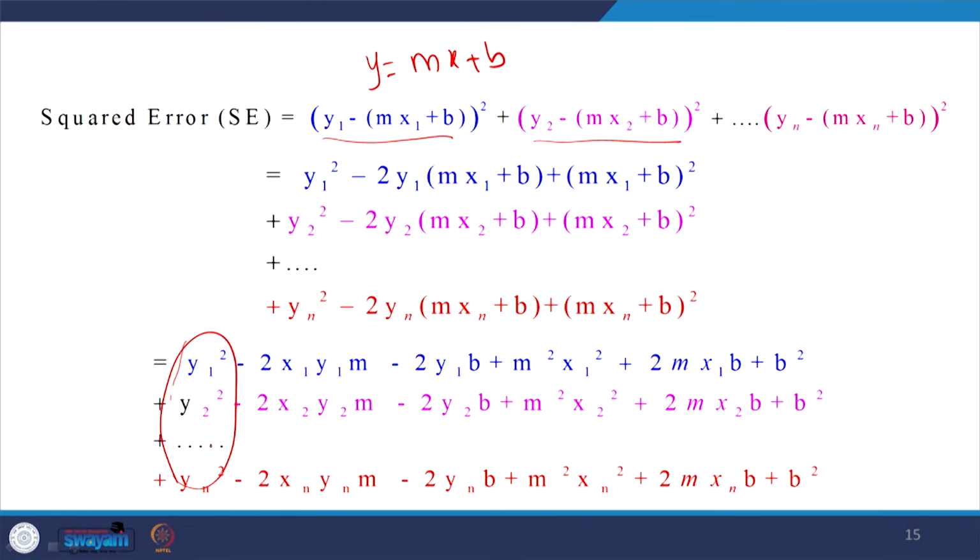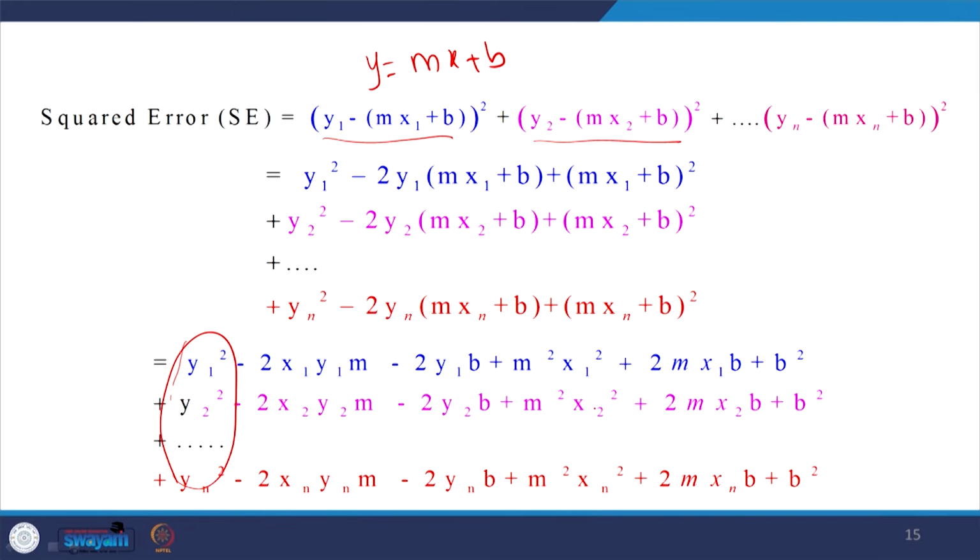Now, what I am going to do for the next step, I am going to add all this: y1 square plus y2 square up to yn square. Then here the minus 2m is the constant, the next second term, so I am going to group it. Similarly, here minus 2b is the same, so I am going to add only y1 plus y2 plus up to yn. Here the m square is the constant.